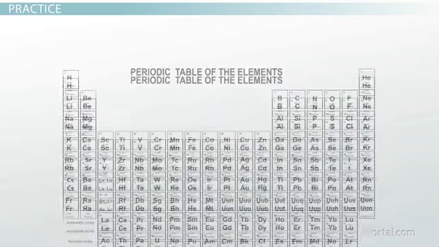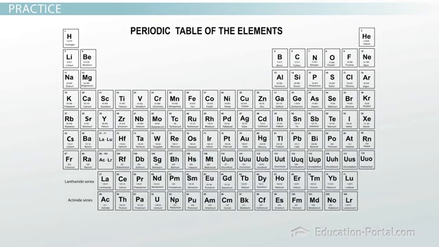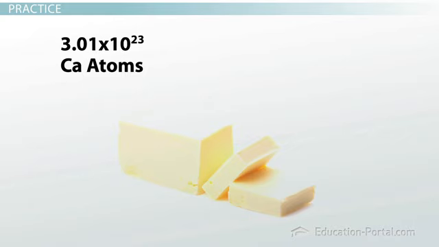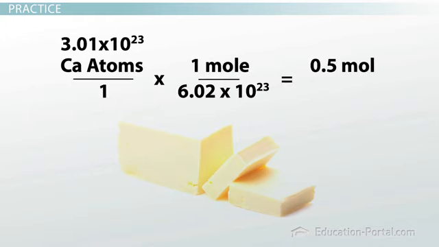Here's another. Find calcium on the periodic table. It has the symbol Ca and is located on the left side. A brick of cheddar cheese contains 3.01 times 10 to the 23rd atoms of calcium. How many moles of calcium atoms does it contain? The answer is 1/2 of a mole, because 1 mole is equal to 6.02 times 10 to the 23rd atoms, so 1/2 of a mole would be equal to 3.01 times 10 to the 23rd atoms.